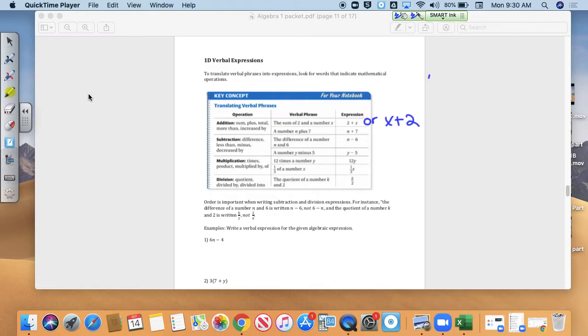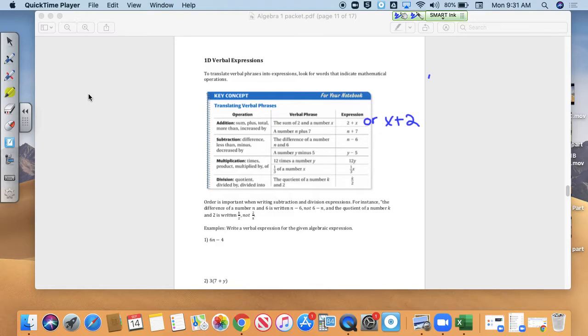Same thing for the next one, a number y minus 5. Y is first, and then the minus sign, and then 5. Only that order will work for subtraction. Addition can be switched around because of the commutative property of addition, but it does not work for subtraction. It does work for multiplication though, but here are some multiplication operations.